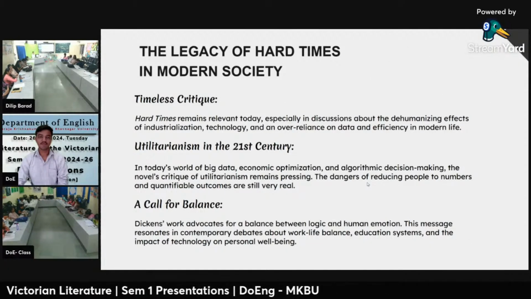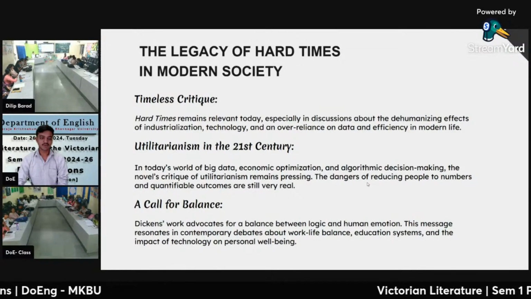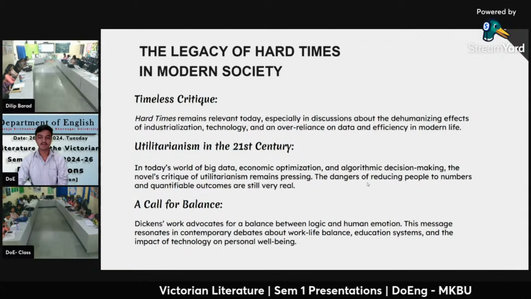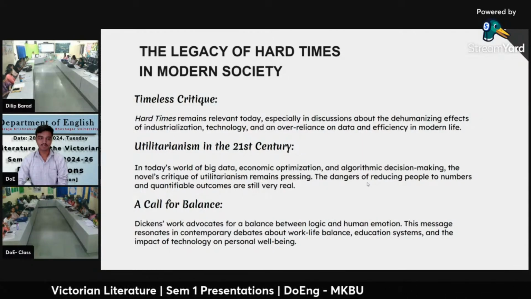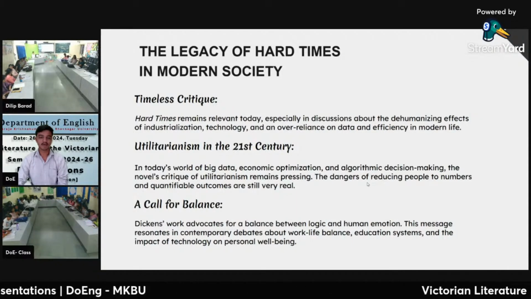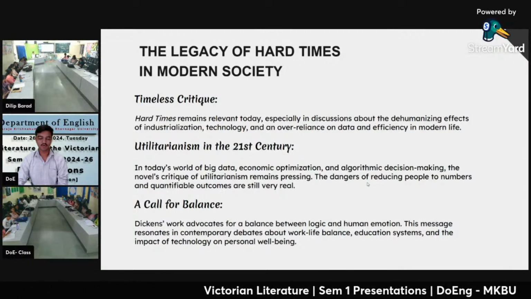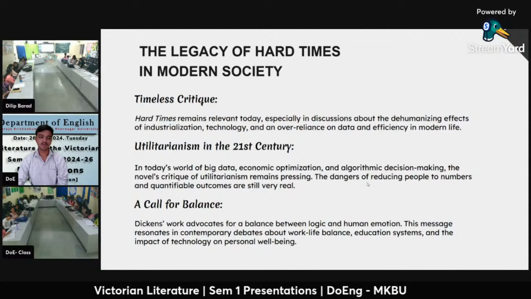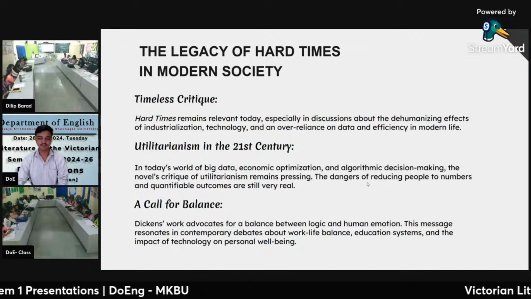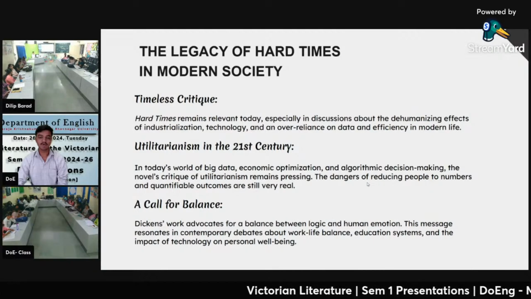The legacy of Hard Times in modern society. As a timeless critique, Hard Times remains relevant today, especially in the discussion about the dehumanizing effect of industrialization, technology, and reliance on data and efficiency in modern life. Utilitarianism in the 21st century: in today's world of big data, economic optimization, and algorithmic decision-making, the novel's critique of utilitarianism remains pressing.